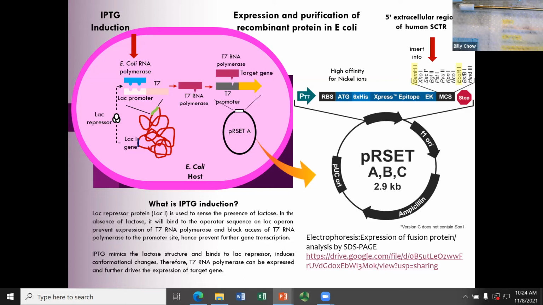Okay, so I repeat what I have said and summarize that. So this vector now is capable of producing a recombinant protein for you that contains an N-terminal fusion partner with the 6 times His tag. And then it also contains, in the C-terminal region, the human secretin receptor 5' extracellular domain. So this is the result of what you have done in this genetic engineering project.